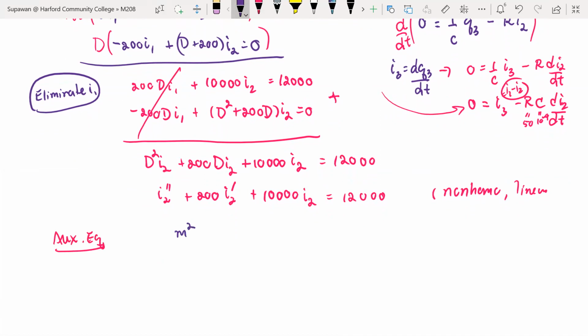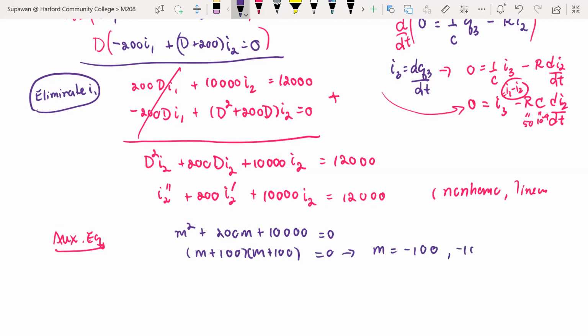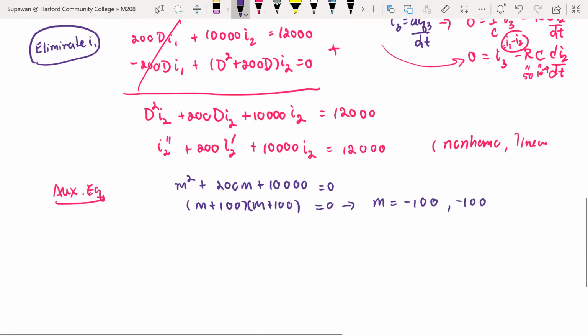We have m squared plus 200m plus 10,000 equals 0. Factor completely to get (m plus 100) times (m plus 100). This case gives us two repeated solutions, which are negative 100 and negative 100. Therefore, this one is a repeated solution.